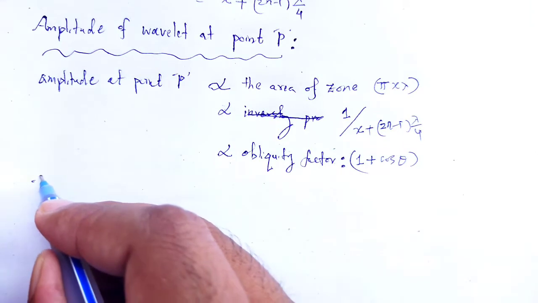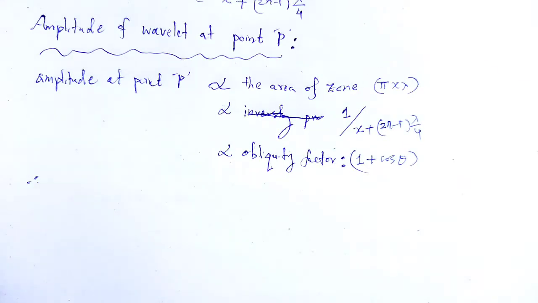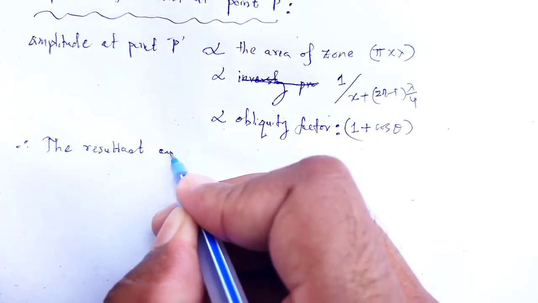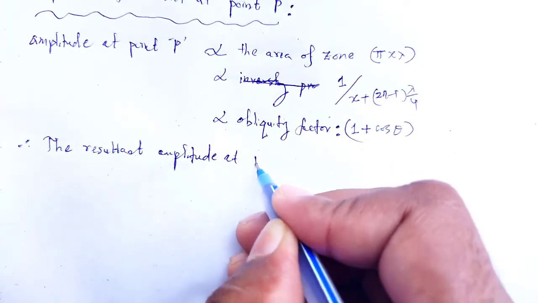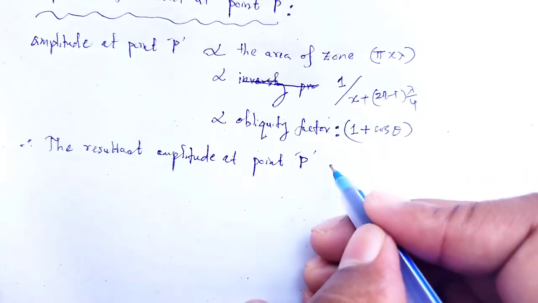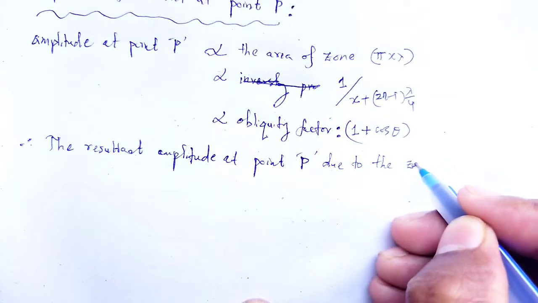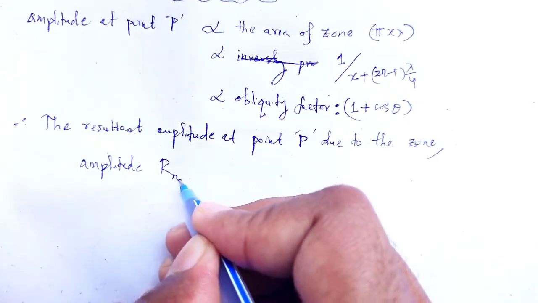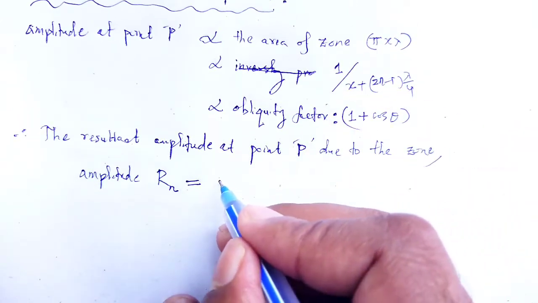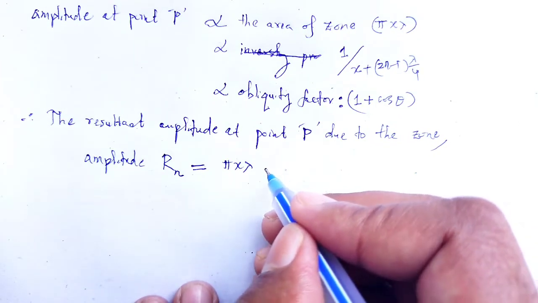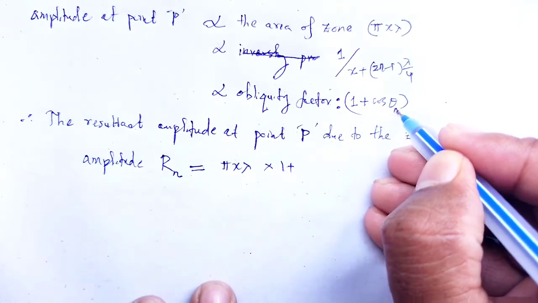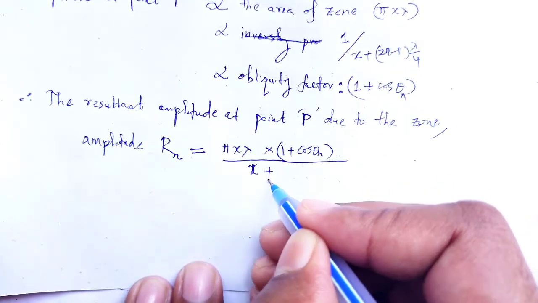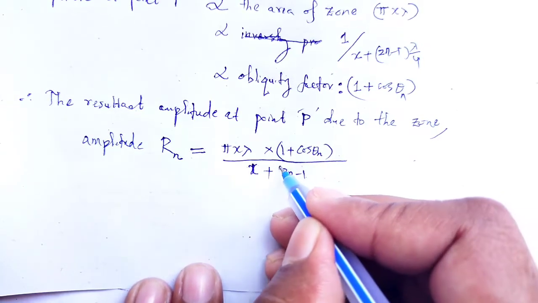Now combining these three, the resultant amplitude at point P due to the nth zone, Rn, is equal to the area of the zone, pi x lambda, into 1 plus cos theta n, divided by x plus (2n minus 1) lambda by 4.